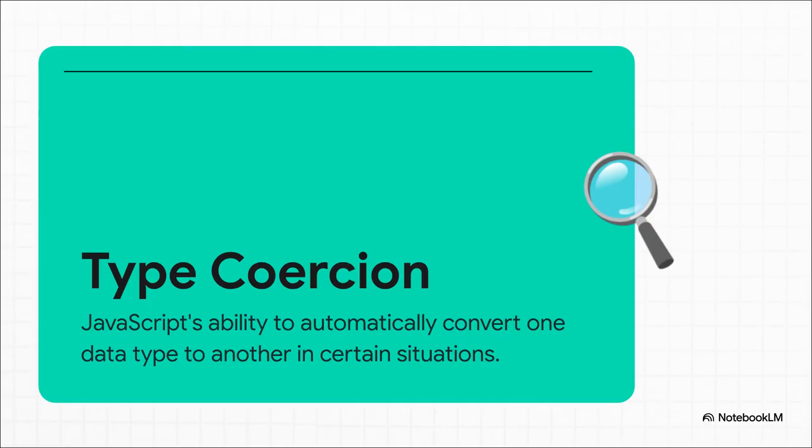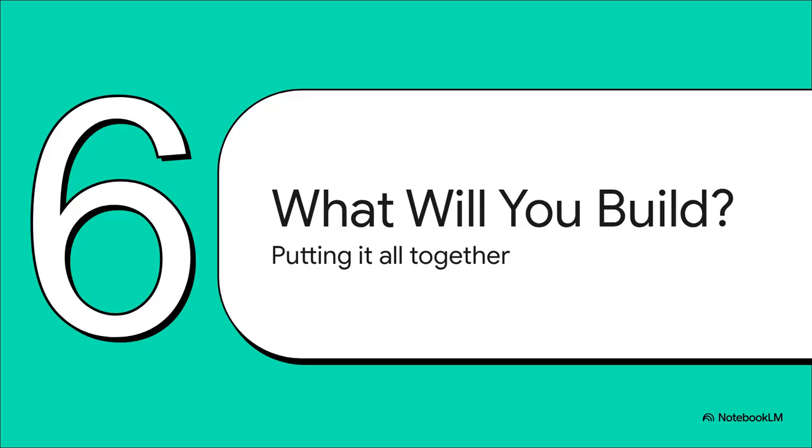JavaScript saw you trying to do subtraction, and it thought, hey, subtraction only works on numbers, so I'll just turn that text 5 into a number 5 for you. It's pretty wild, and you can see how it could lead to some really confusing bugs if you're not expecting it. Phew. Okay, we've gone through a ton. We've talked variables, data types, operators. These are literally the Lego bricks of your code. Now it's time to think about what you're going to build with them.